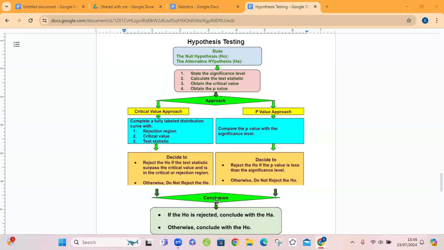After the decision is the conclusion. If the null was rejected, then you'd have to conclude with the alternative. Otherwise, if the null was not rejected, you will conclude with the null hypothesis. Bear in mind, you're starting with two statements, the null and the alternative. So if you reject the null, that means it lost the debate. The winner is the alternative hypothesis, and that will be the conclusion. But if the null was not rejected, it has won the debate. So therefore, now it will have to be the conclusion.